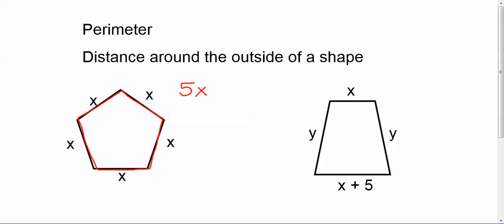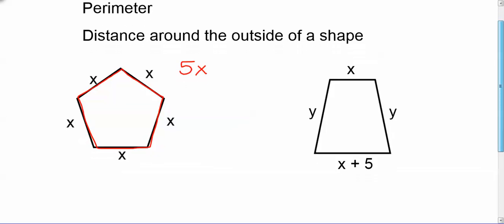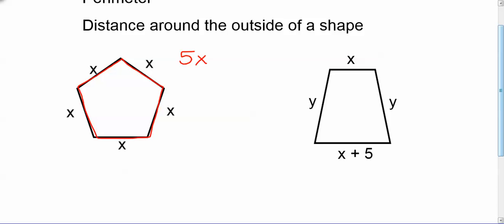All right, now again, on your homework, you have a question similar to that, except they've got some situations where they have an x and a y. So what do you do then? Well, again, you're adding all of the sides. You're adding this side, you're adding the bottom, you're adding the right side, and you're adding the top. So when you do that, you're going to get x plus y plus y plus x plus 5.